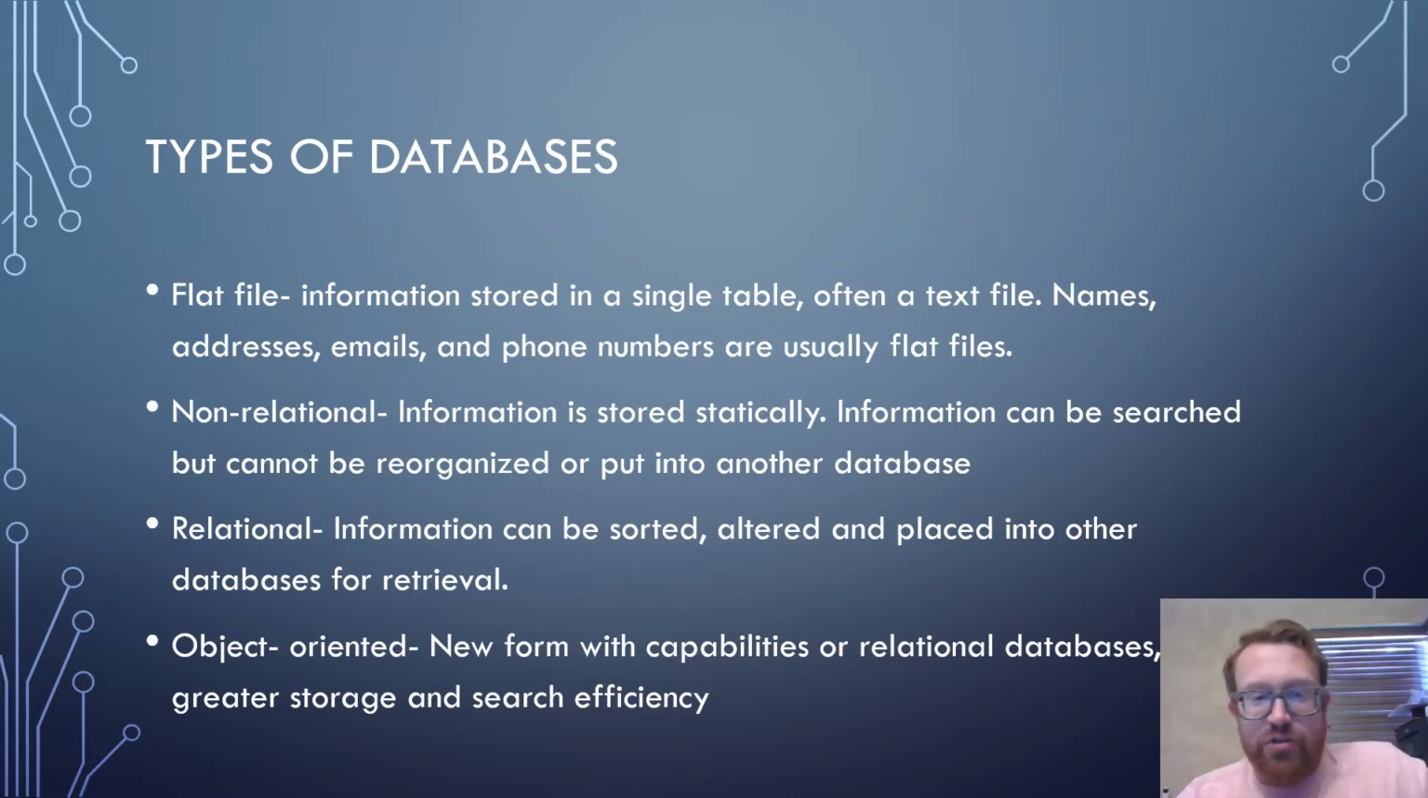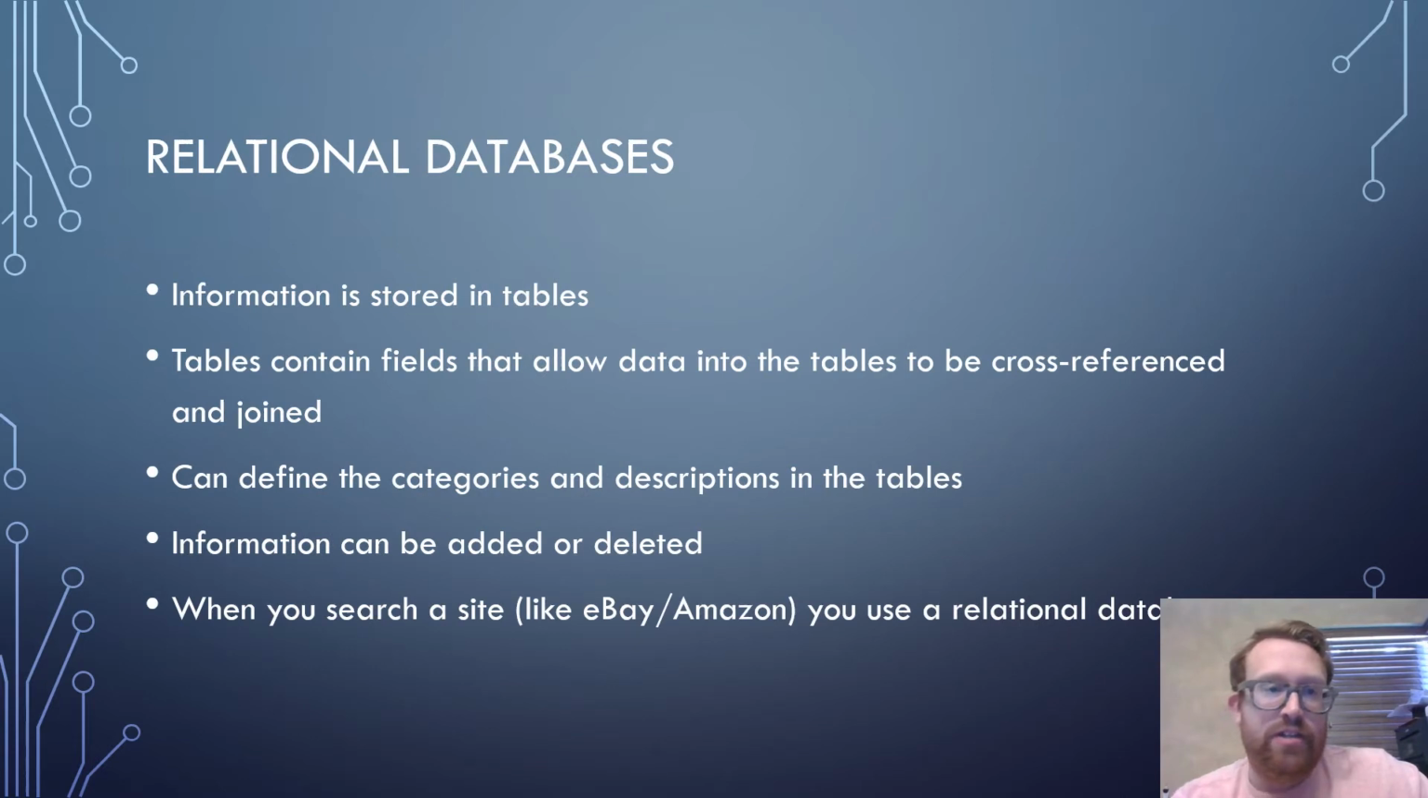However, with relational databases, the information can be sorted, it can be altered, and it can be placed in another database. You can place multiple pieces of information into different databases. That's the one we're going to talk about the most. And then object-oriented. This is a new form with the capabilities of relational databases, but with greater storage and greater search efficiency. Object-oriented will probably take off in the next few years. Next is relational databases. This is what we're going to talk about.